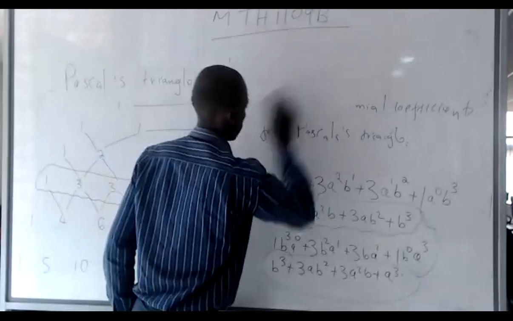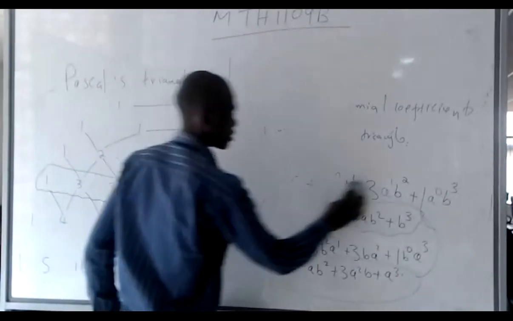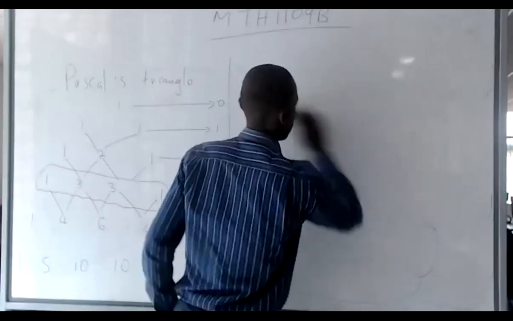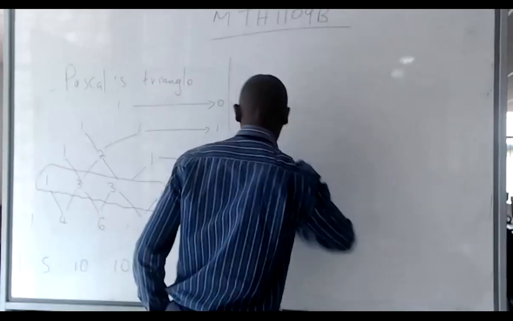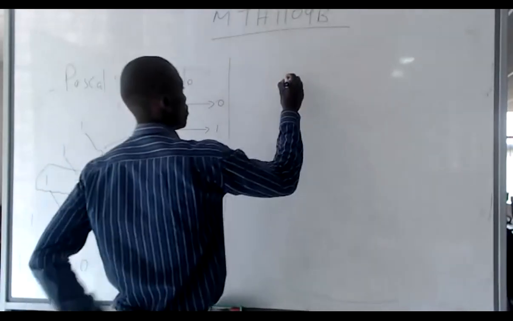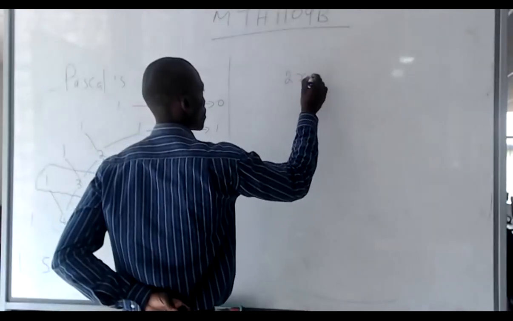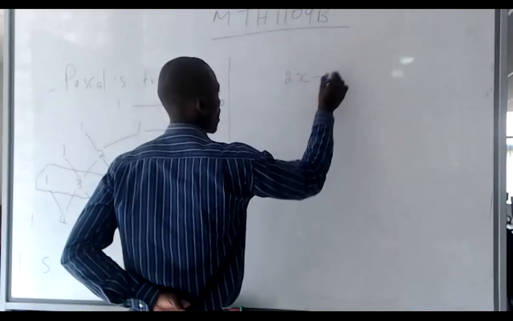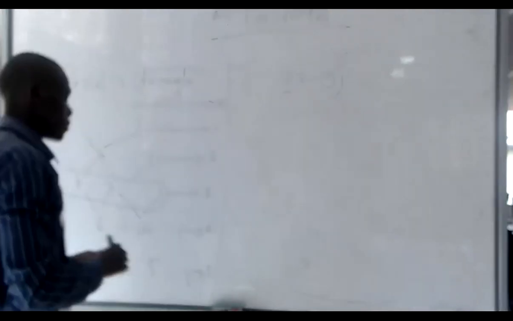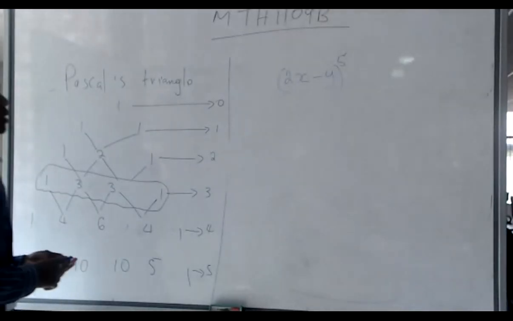Okay. Let me give you one more example. This time around, we want to expand 2x minus y raised to the power of 5.